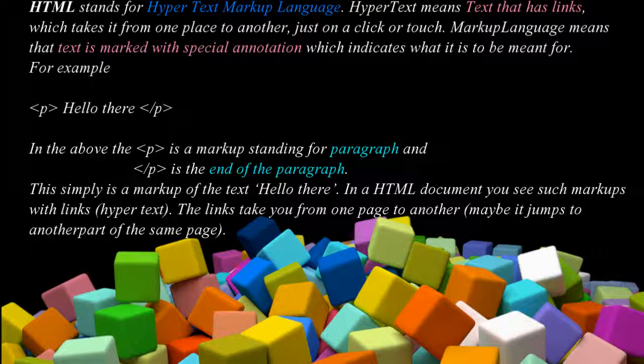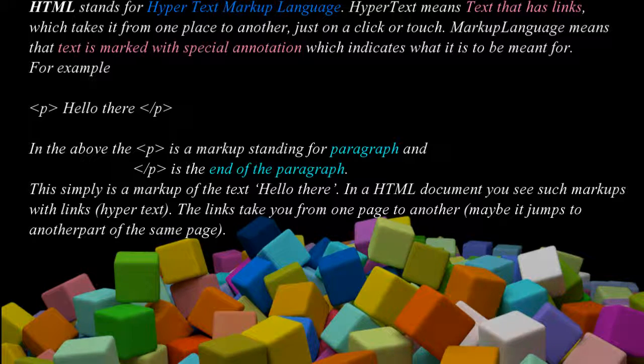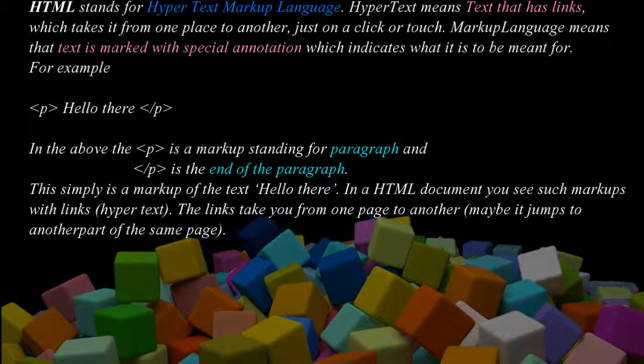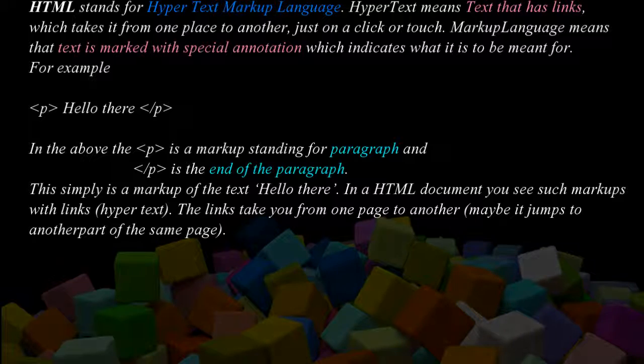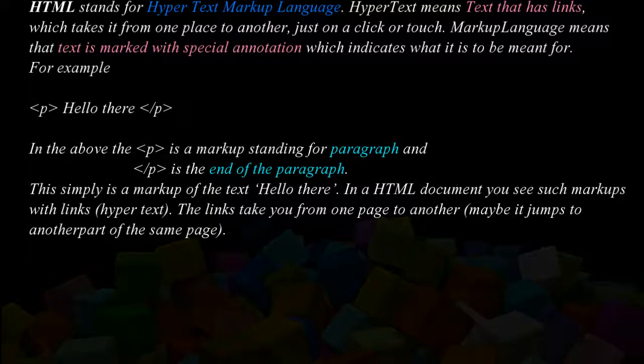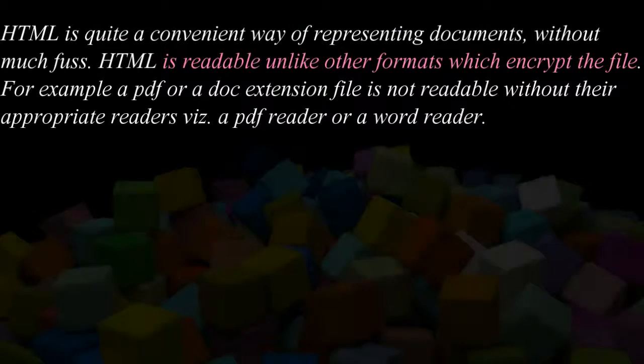For example, <p>hello there</p>. In the above, <p> is a markup standing for paragraph and </p> is the end of the paragraph. This simply is markup of the text hello there. In an HTML document, you see such markups with links, which are called hypertext. The links take you from one page to another, or maybe jump to another part of the same page.